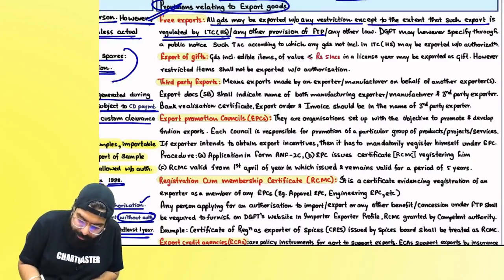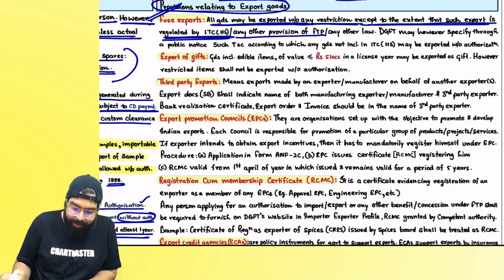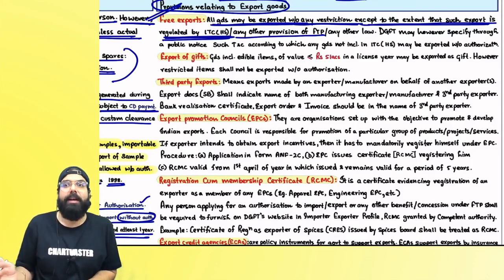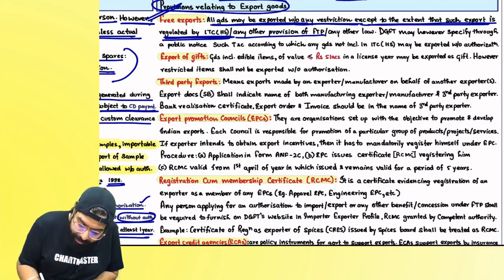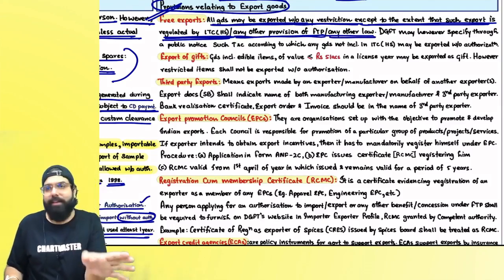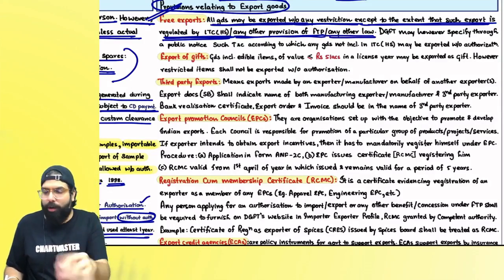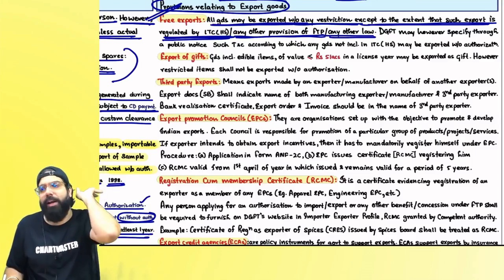Any other provision, it says all goods may be exported without any restriction except to the extent that such exported goods is regulated by ITCHS. Means if it is told in the ITCHS that sir, it can be exported only by state trading enterprise, it is restricted or prohibited. Prohibited means you can't send. Restricted means you need an authorization. Then it says, or any other provision of FTP or any other law. If it is prohibited by, so you have to go ahead and see the ITCHS. You have to see any other law or you have to see any other provision of FTP. If it is not prohibited, not restricted, then freely exportable.